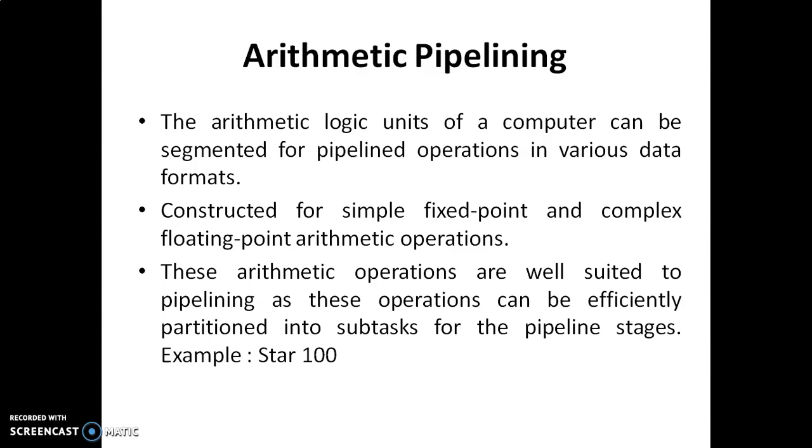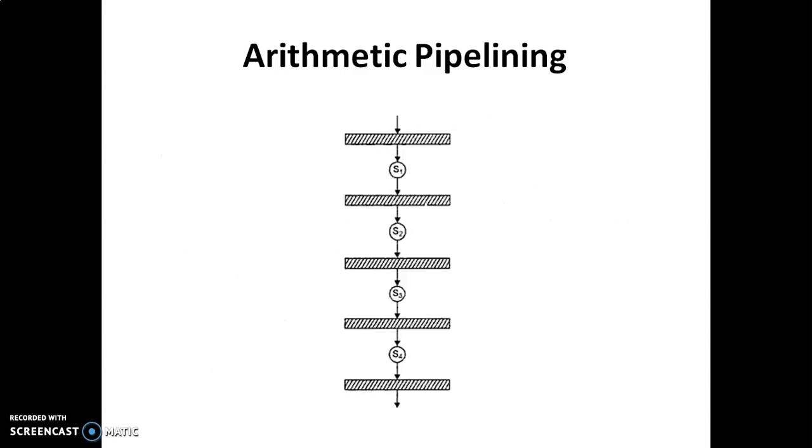If we consider the floating point adder, it consists of 4 stages. These 4 stages are: first we compare the exponents, then equalize the exponents, then add the mantissas or fractions, and then normalize the results. So these operations are assigned to S1, S2, S3 and S4 respectively. And these stages are pipelined in case of arithmetic pipelining.